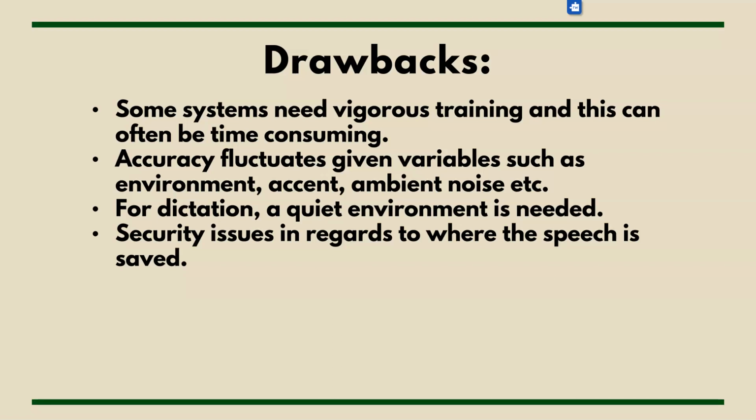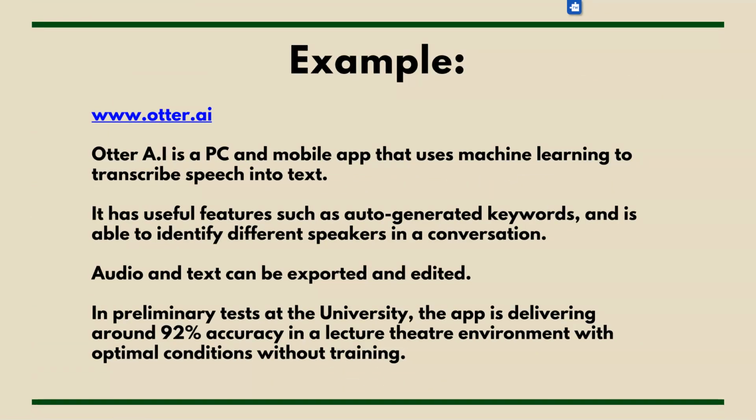Alright, so those are the drawbacks. Now let's have a look at some examples of what we are talking about. The first one is my most recommended technology this academic year. It's called Otter AI. Otter AI is a PC and mobile app that uses machine learning to transcribe speech into text. It's where the AI part comes from.